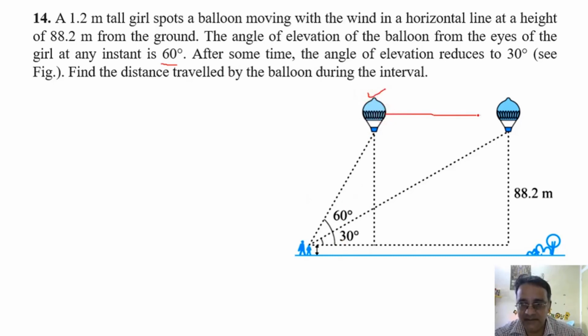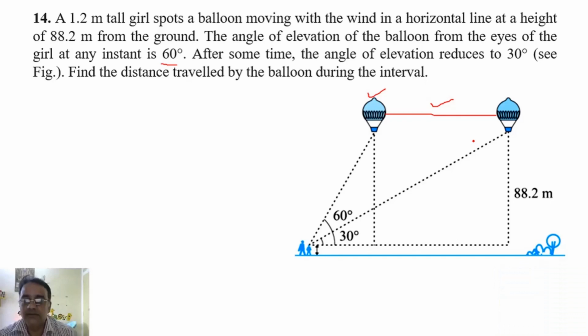After some time the balloon comes here, and the angle of elevation reduces to 30 degree. So find the distance traveled by the balloon. This distance we have to find. Whether the figure is clear to all of you? Yes, sir. Okay, so now let us draw the complete figure.